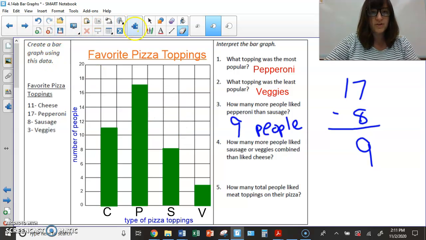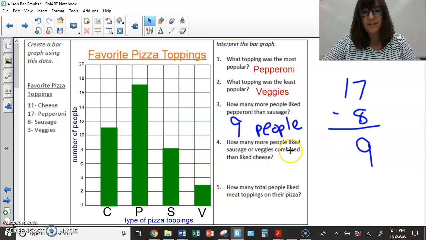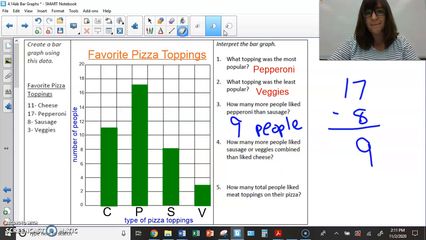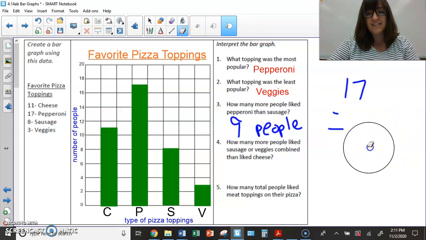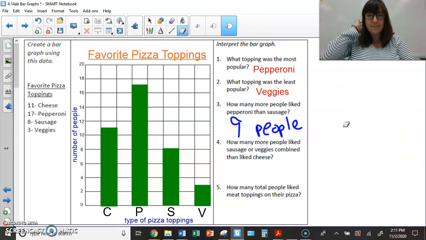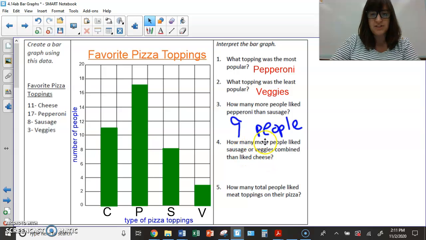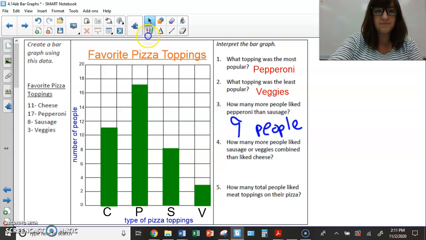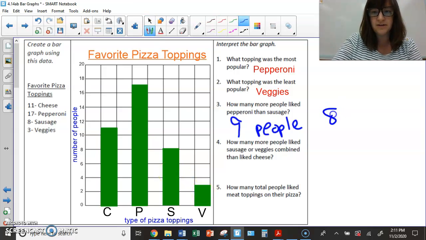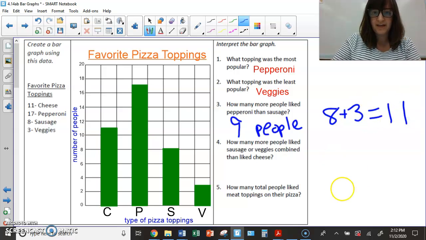All right. So now it says how many more people liked sausage or veggies combined than liked cheese. So this is a multi-step problem. We can use graphs to help us with that. So there were more people that liked sausage and veggies combined than liked cheese. So I have to add up my sausage plus my veggies. Well, that's 8 plus 3, and that equals 11, okay?